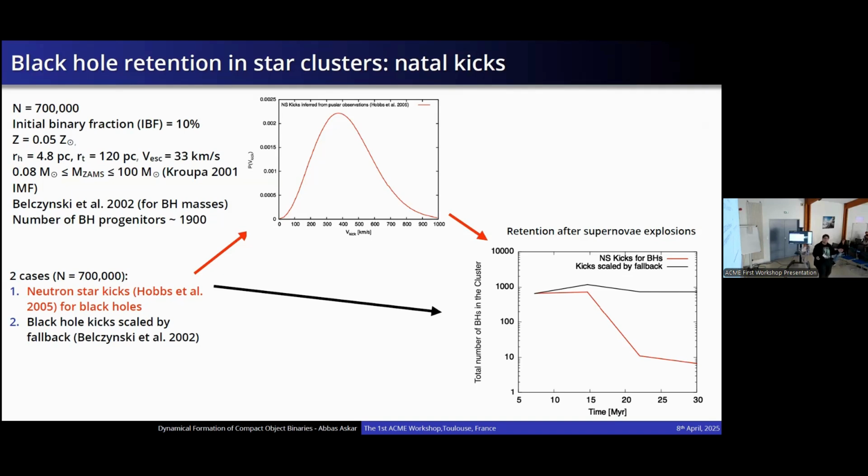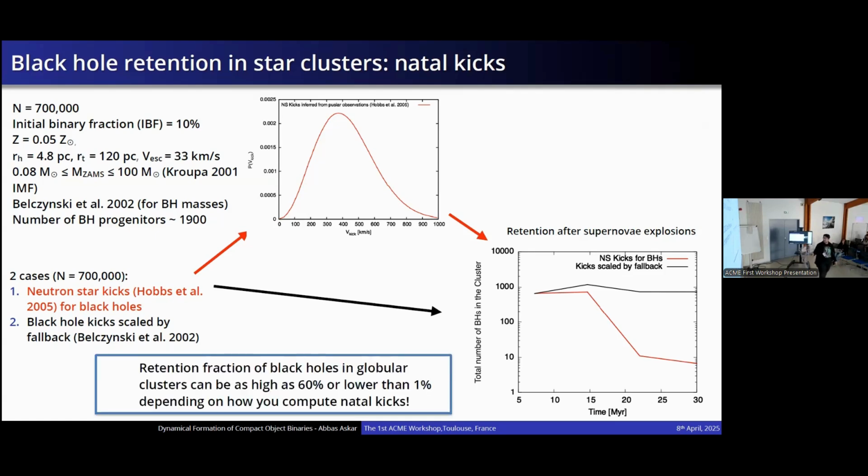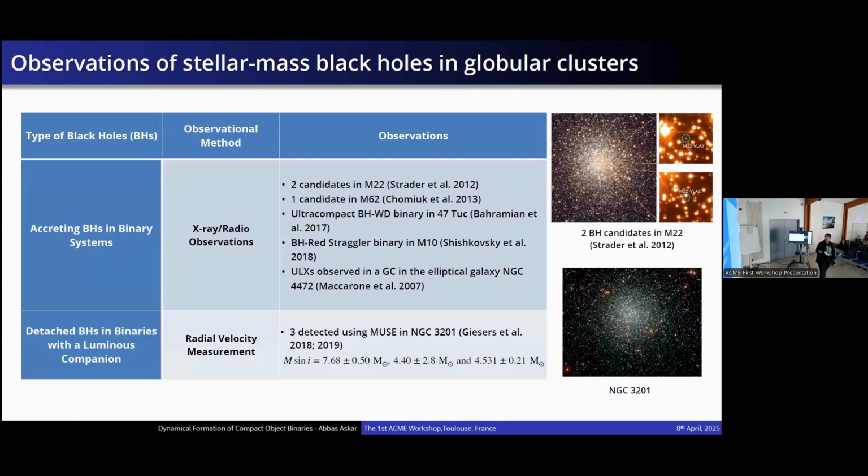And then we consider two cases: one where we give the black holes the same kicks as neutron stars when they're born, and the other case where we assume that the black hole masses are higher, and you can also get direct collapse of black holes of about 30 solar masses. And then you find that in the case where you decrease the kick, you can retain up to about 60% of the black holes. But if you give them the same kicks as neutron stars, then you can have retention fractions as low as a few percent. So this is really one of the uncertain things that you have to be careful about.